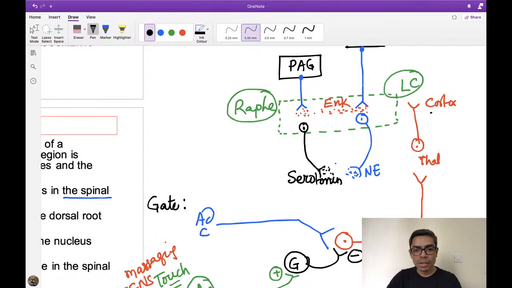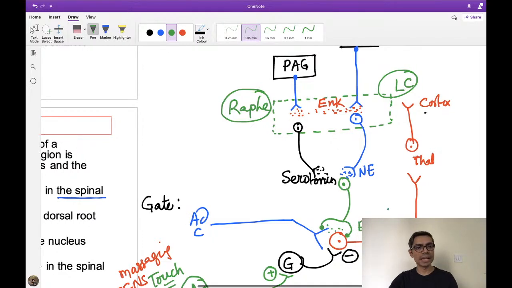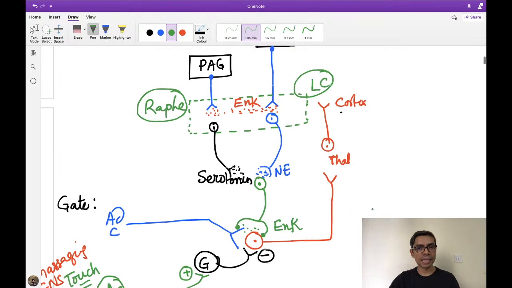Then what next? So this serotonin containing neuron and norepinephrine containing neuron, they are extending up to the level of the spinal cord, but they take help of one interneuron here again, and this interneuron inhibits this presynaptic neuron and postsynaptic neuron by releasing the neurotransmitter again. This is enkephalin. This is enkephalin.